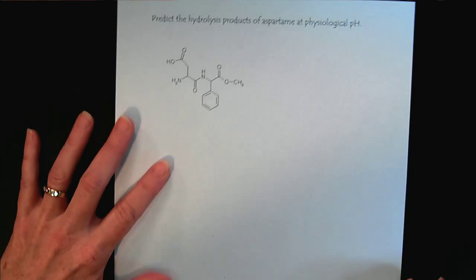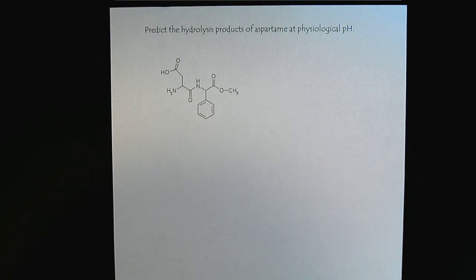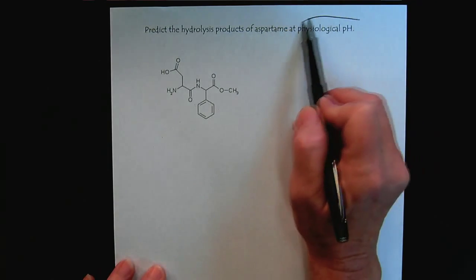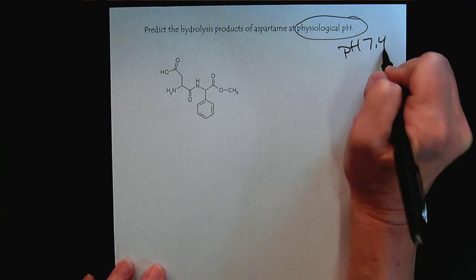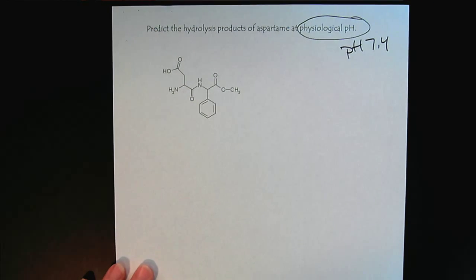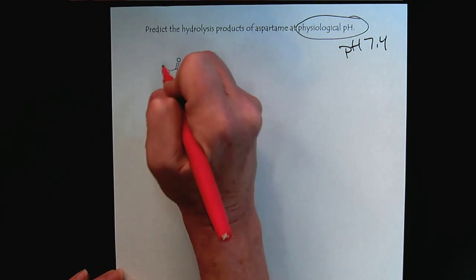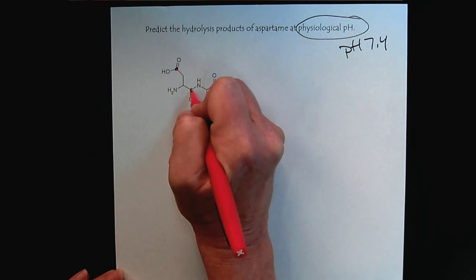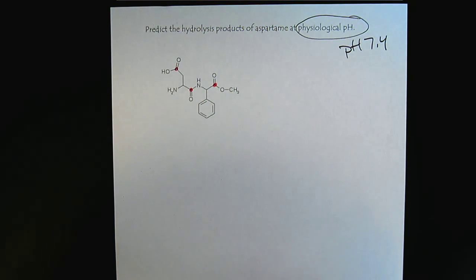So here we are, and for this hydrolysis, we are going to show our products at physiological pH, pH 7.4. Whoa, now this molecule looks tricky, but if we use our strategy, we'll be just fine. I encourage you, the first thing you do is identify all the carbonyls. These are all places of potential hydrolysis. And so now let's take it apart.